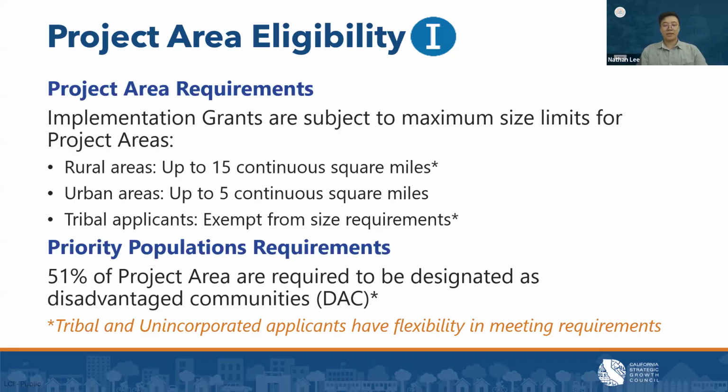In addition to the size, project areas also have a priority populations requirement. At least 51% of the project area must be designated as a disadvantaged community. Applicants should use the TCC mapping tool to determine the project area eligibility and to generate a PDF and shapefile of the project area to submit on Submittable. For tribal and unincorporated applicants, there are other ways to meet these requirements. We encourage applicants to view our tutorials on how to use the TCC mapping tool for more guidance.